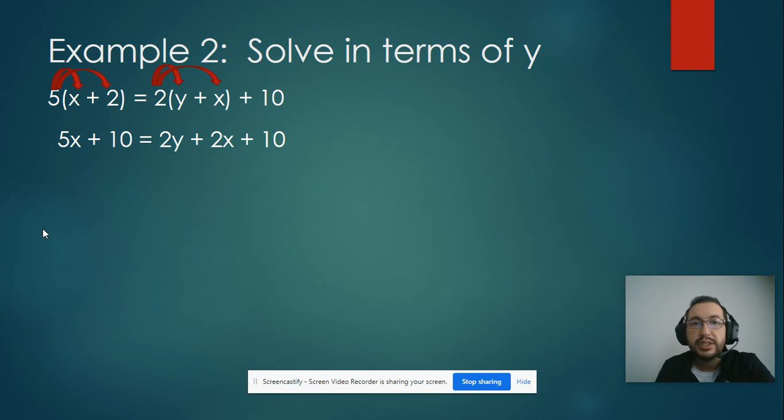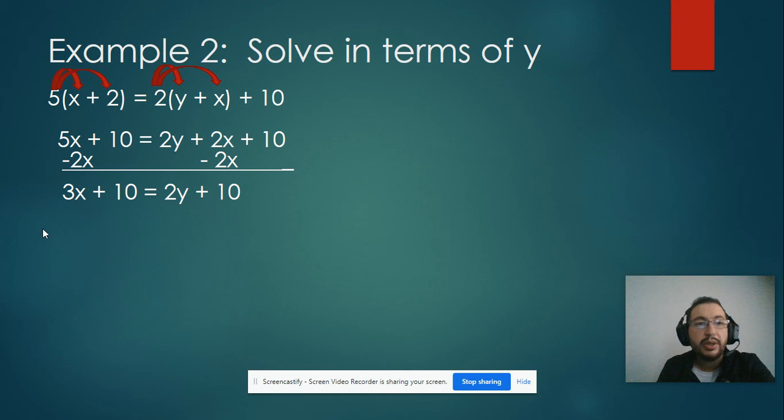Then we need to decide which side will be my variable side. I only have y's on the right side because I'm solving in terms of y. So the right side will be my variable side. So I'm going to subtract the 2x on both sides just to isolate the y. So I'm going to have 3x plus 10 equals 2y plus 10. And then the 10 on the right side is on the wrong side, so I want to remove it. So I'm going to subtract 10 on both sides, and then I'm going to have 3x equals 2y.